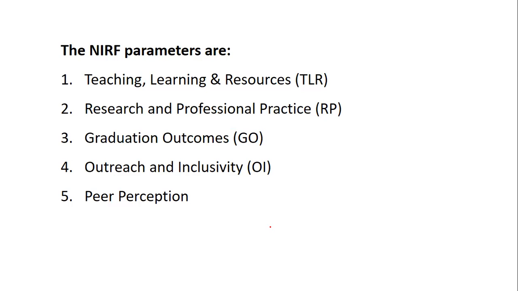I'll repeat the parameters. Teaching, learning, and resources is one parameter. Research and professional practice is the second parameter. Graduation outcomes is the third parameter. Then we have outreach and inclusivity, the fourth parameter. And then peer perception, the fifth parameter. So these are the 5 parameters. You can get them in any form, but you should know these parameters very well.